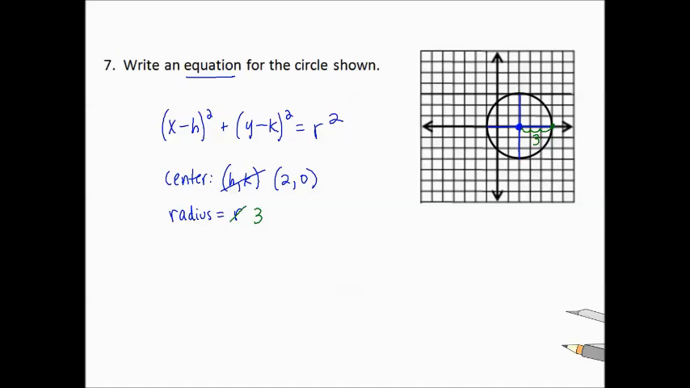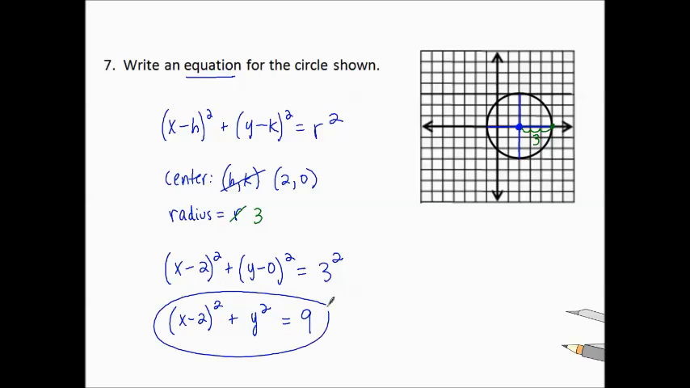So then we plug it into our equation. (x - 2)² + (y - 0)² = 3². But of course we can write it simpler than that. We don't have to write minus 0, and we don't have to write 3 squared. So there's the best answer.